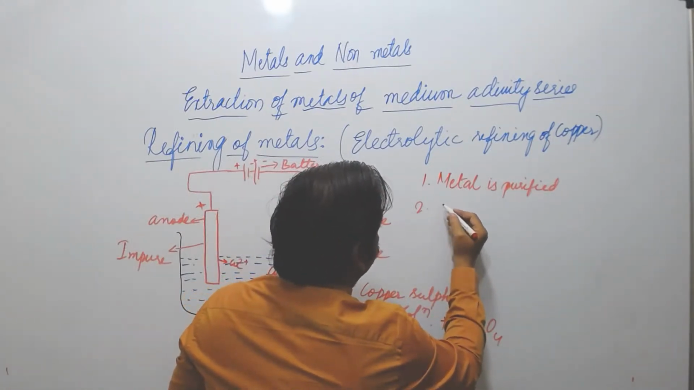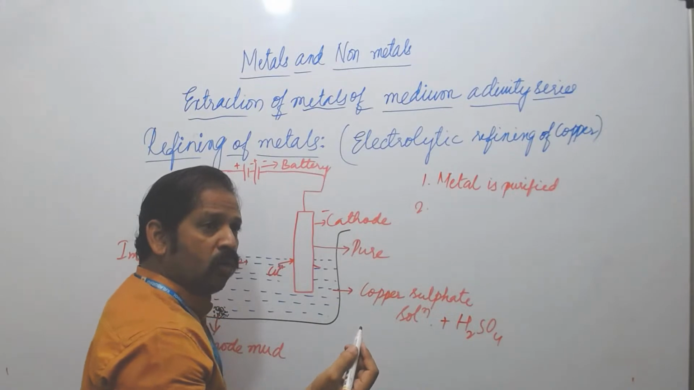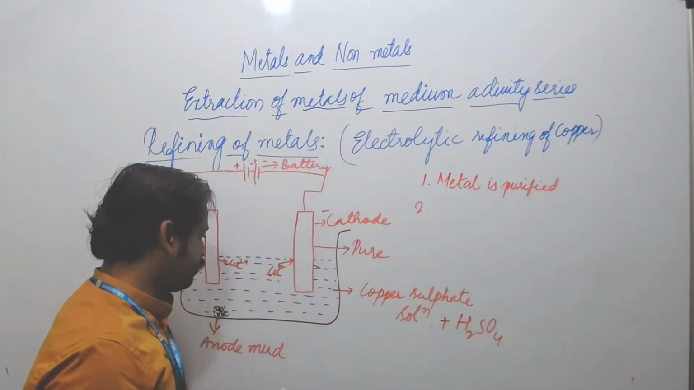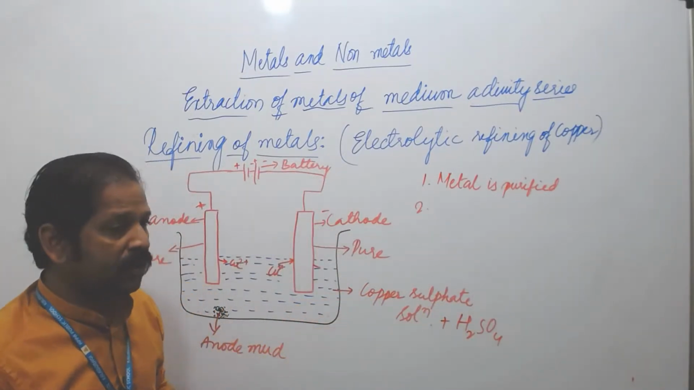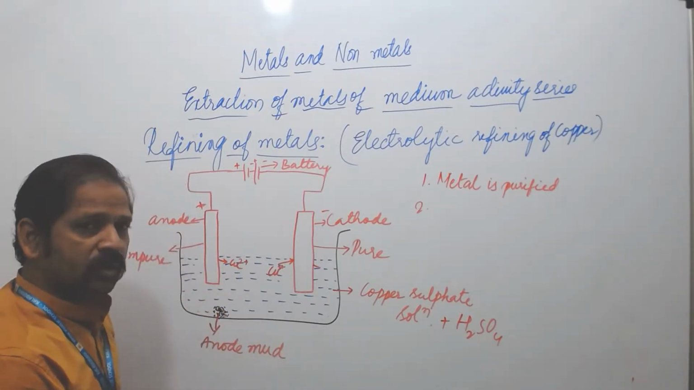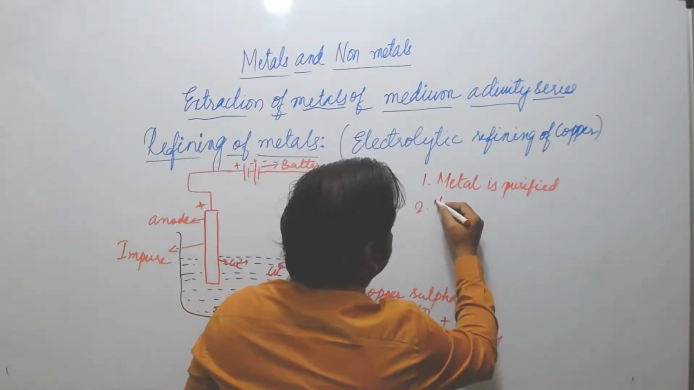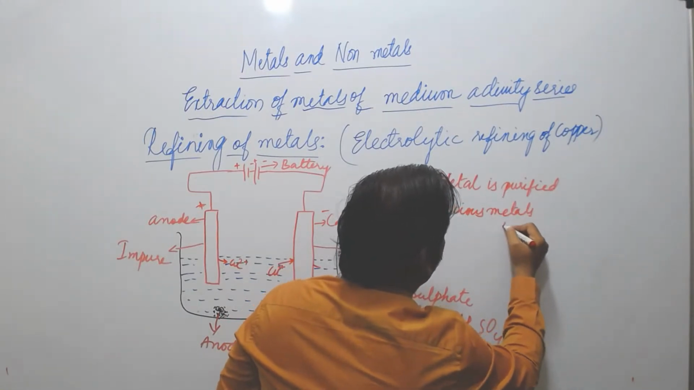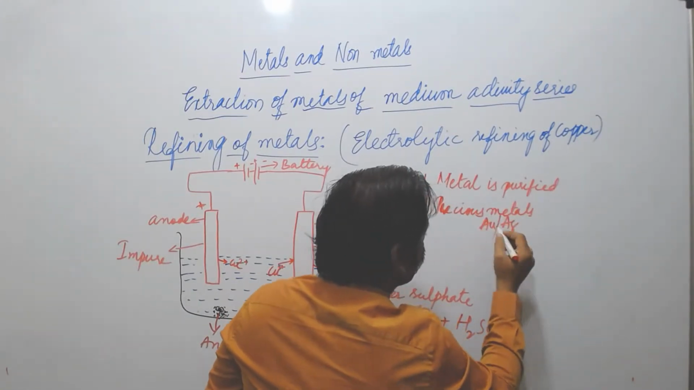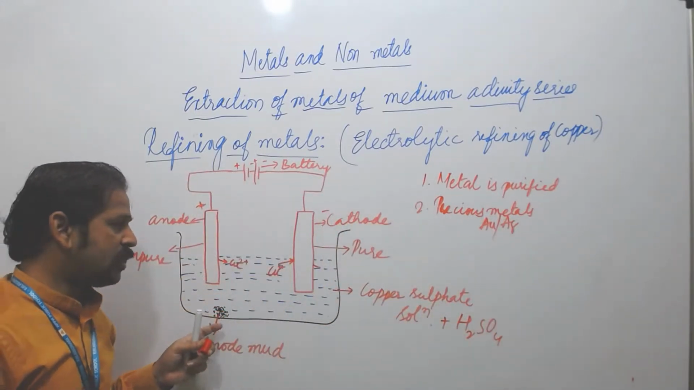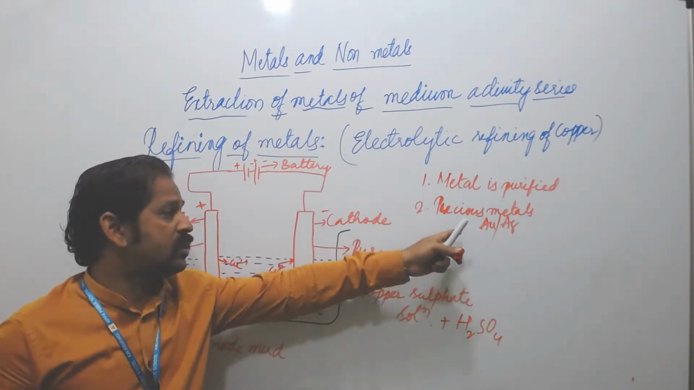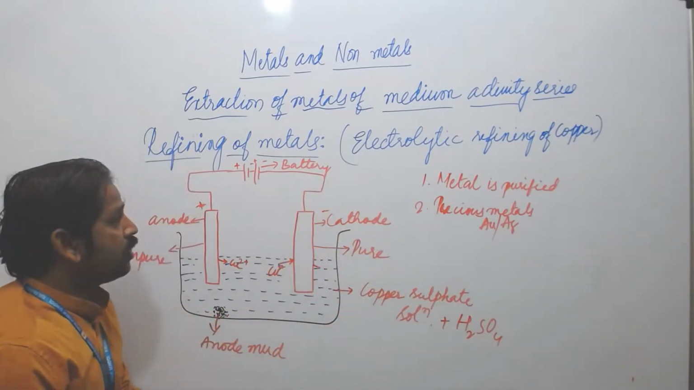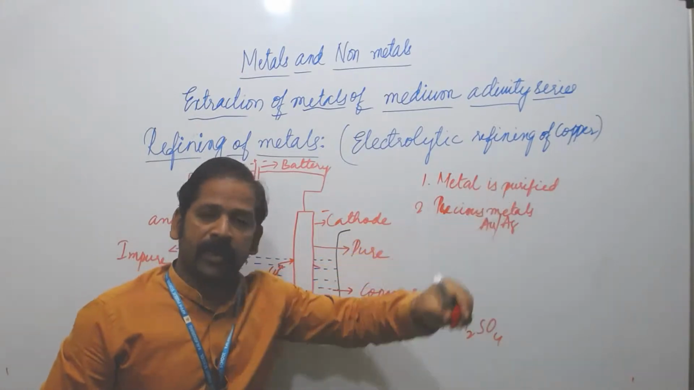The second one is the gangue. Some rare metals or noble elements like silver and gold, which are attached to the copper, can be separated from this mud and made available. So that is helpful for the economy also. It is all about the electrolytic refining of copper.